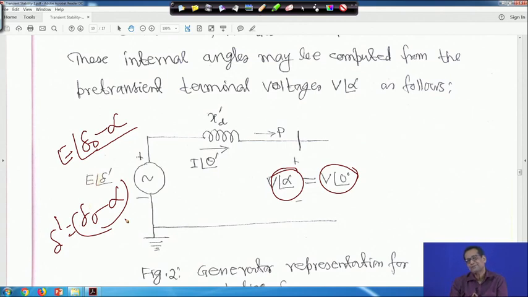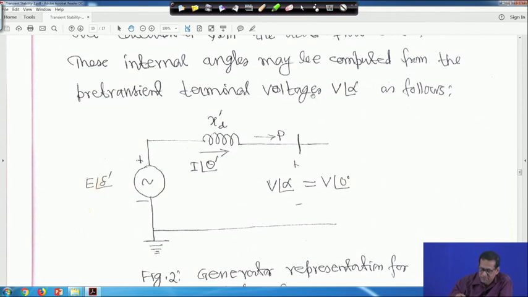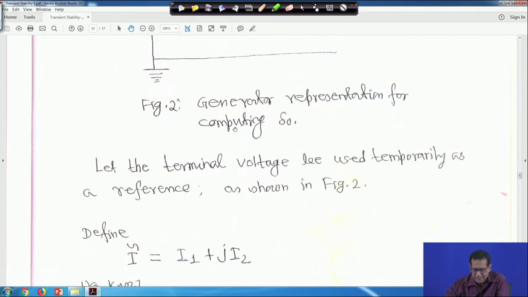Earlier also we have seen this for the synchronous machine studies, right. So, the meaning is that when I write V angle delta is equal to V angle 0, it does not mean alpha is equal to 0, we are changing the reference. If this is V angle 0 degree, then this side angle will change, right. So, that is why we will take this terminal voltage V as a reference. Therefore, this is the generator representation for computing delta 0.